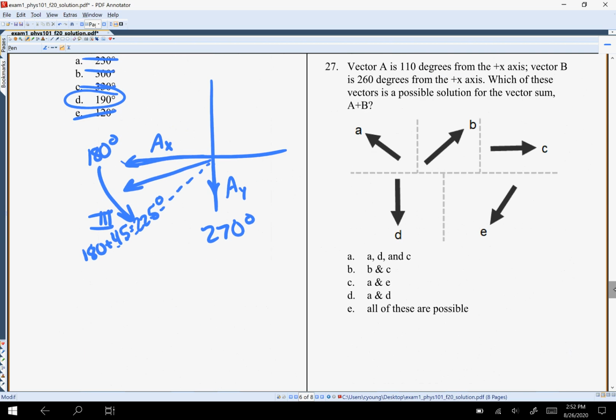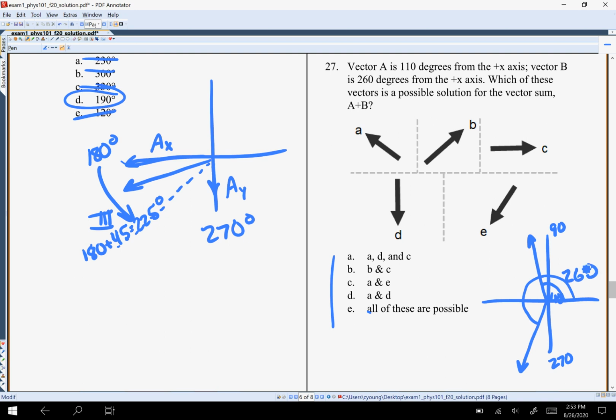Ooh, I like this one. Vector A is 110 degrees from the positive x, and vector B is 260 degrees from the positive x. Which of these vectors is a possible solution for the vector sum? It is going to be more than one answer, because I don't give you a single answer. Let's draw it, okay? If ever in doubt, just start drawing a picture. Vector A is 110 degrees from the plus x-axis. So that's right about here. Right, this is 90, it's just a little bit beyond that. And then vector B is 260 degrees, so it's right about here. Right, this is 270, so this is 110, this is 260.